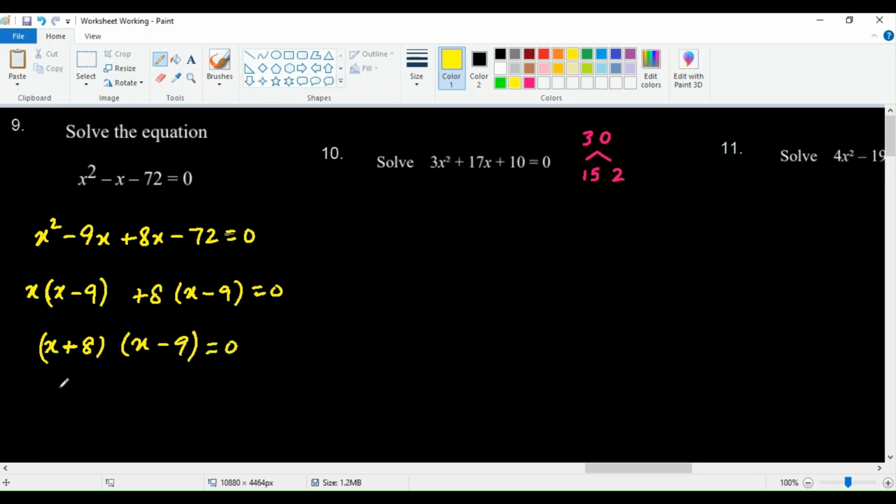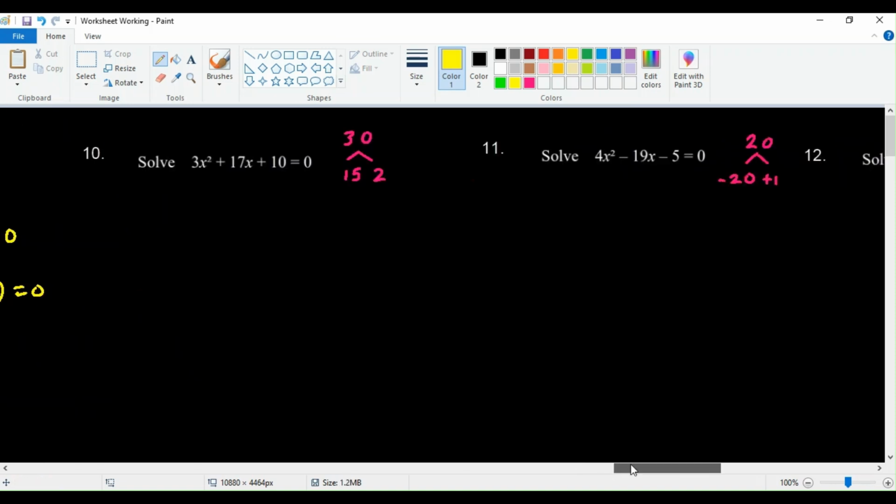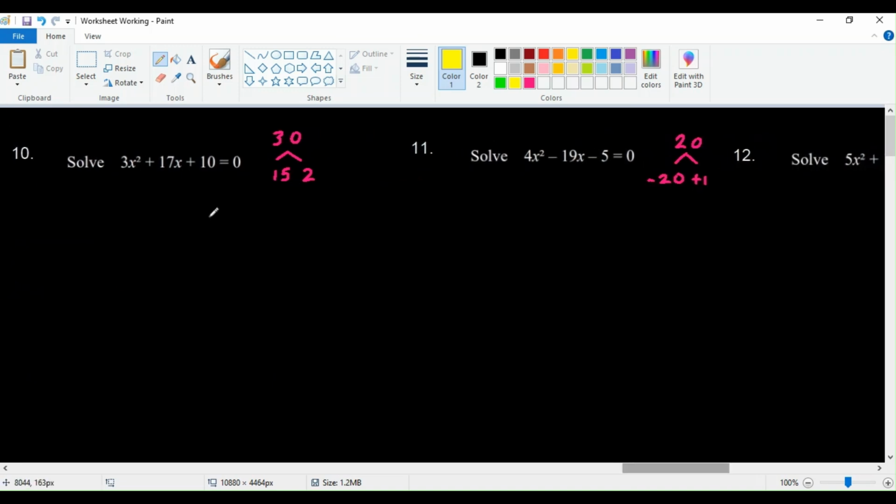So the value of x is going to be minus 8, and the other value of x is going to be positive 9. Moving on to the next question, which is question number 10. By the way, there are 17 questions.